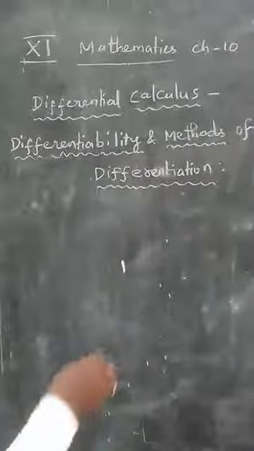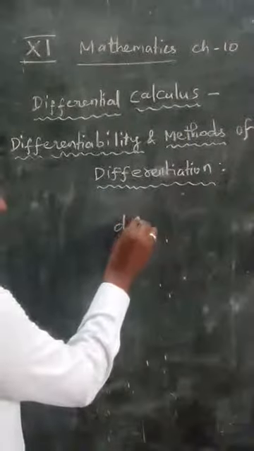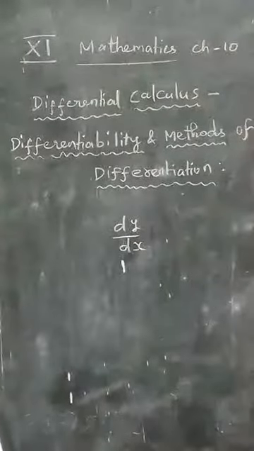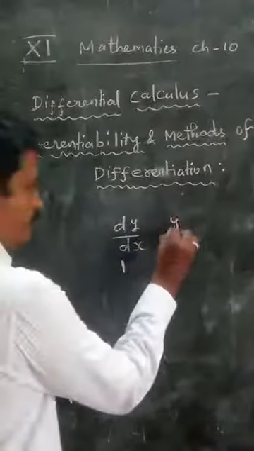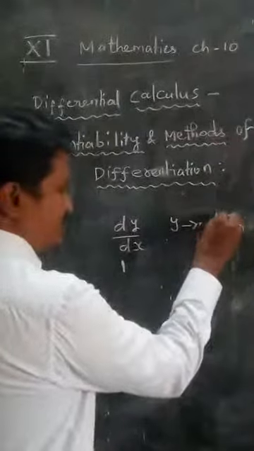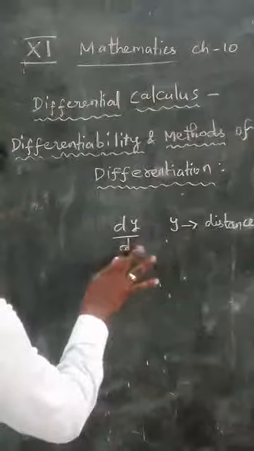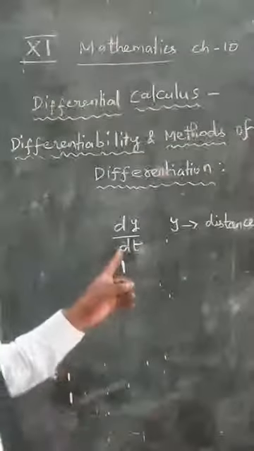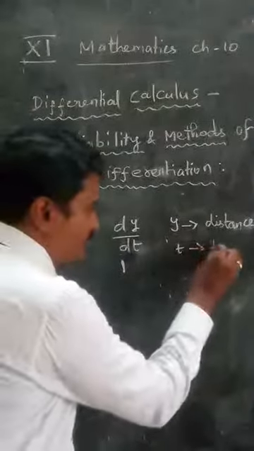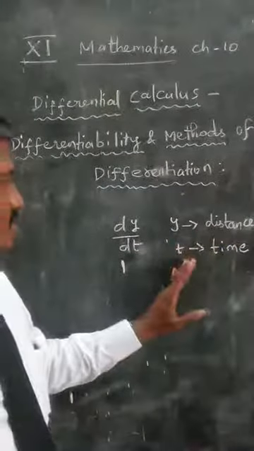For example, usually we will denote the differentiation like this: dy by dx. Suppose I am writing dy by dx, what is the meaning? Now I am going to give meaning for y. Let us take y as displacement or distance covered. Let y be the distance. I'll just rub this and write dt. So what is t? t represents time. So y means distance covered, t means time.